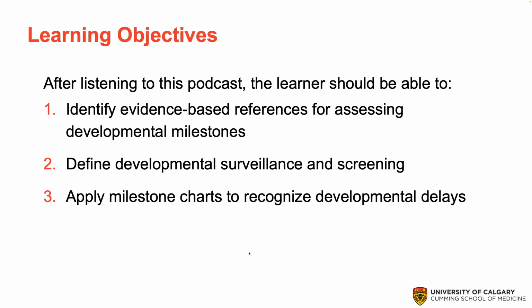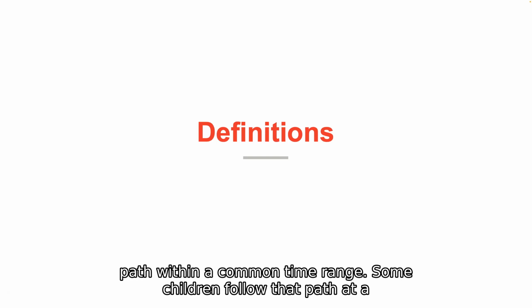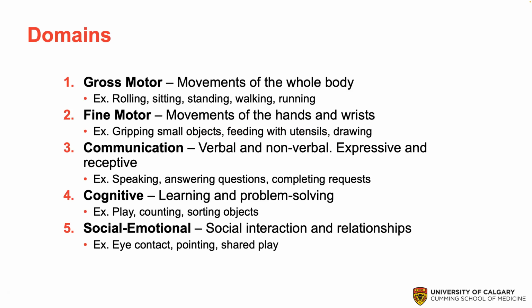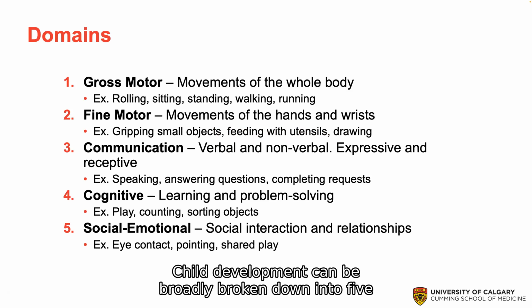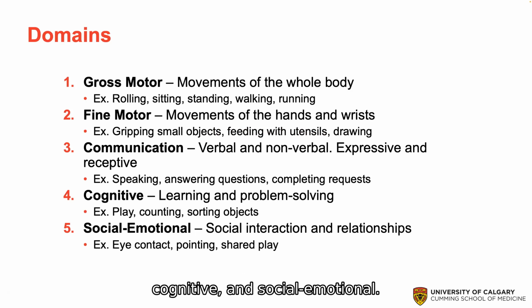Childhood is an incredible period of change, as children rapidly acquire new skills and develop towards adulthood. Many children follow a common developmental path within a common time range. Some children follow that path at a slower or faster rate than is common. Child development can be broadly broken down into 5 domains: gross motor, fine motor, communication, cognitive, and social-emotional.